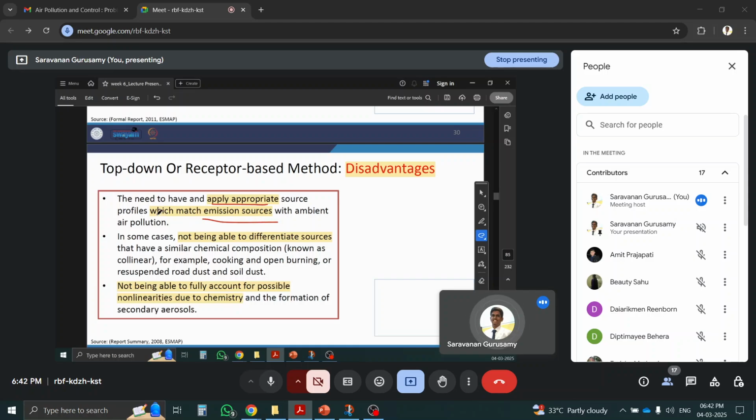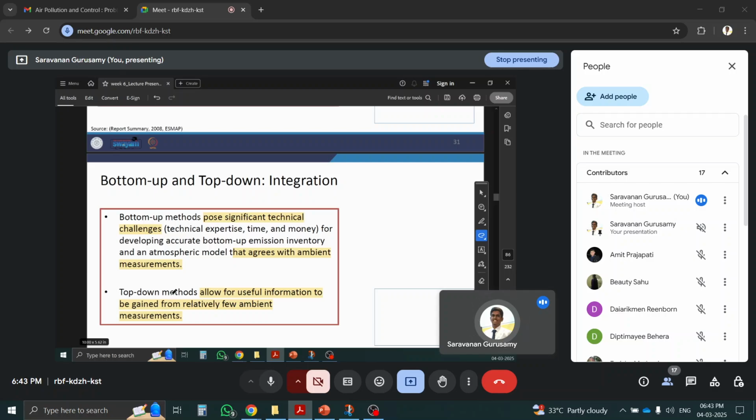So we need to have a proper matching source. If there is no source around, then it will be difficult to map, and it is not able to differentiate sources. If I am getting PM at my location, I don't know whether the PM is coming from open burning or from vehicular emission. I can say it is coming from this area and it will be this much at this area. That may be the source. So there is no differentiation between the sources, and it is not able to fully account for possible non-linearity due to chemistry.